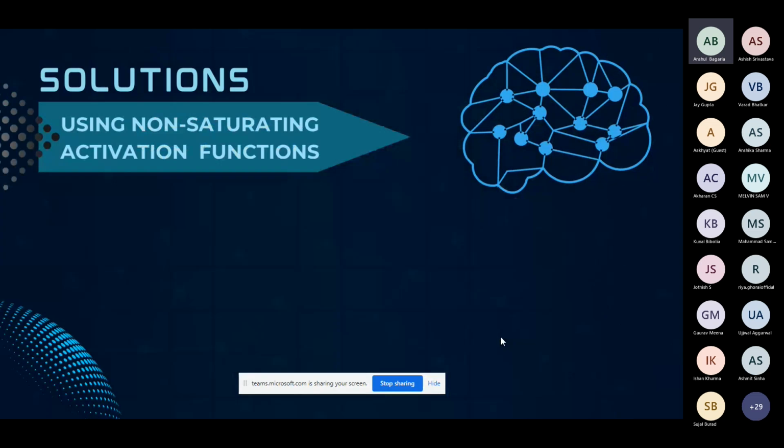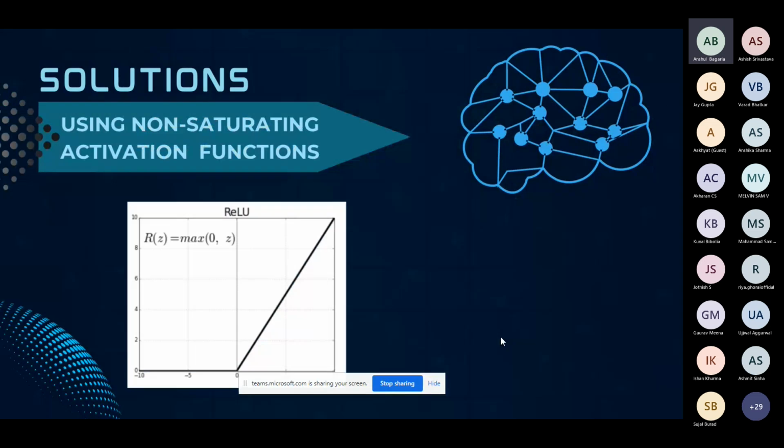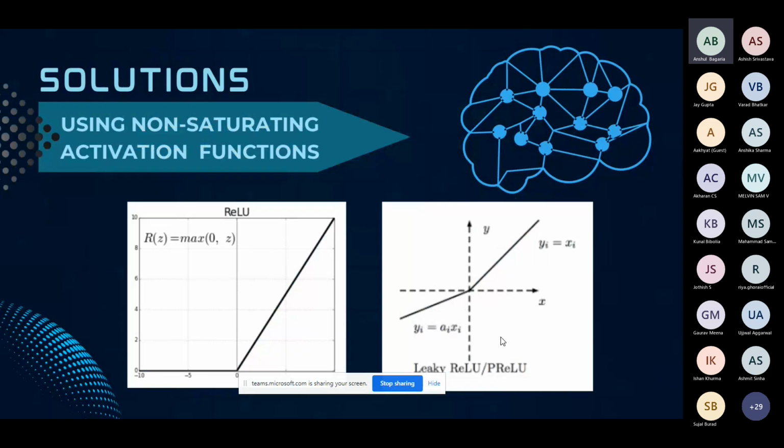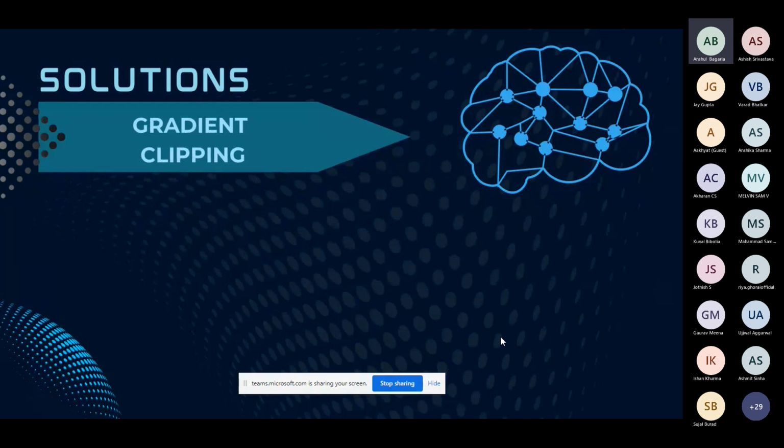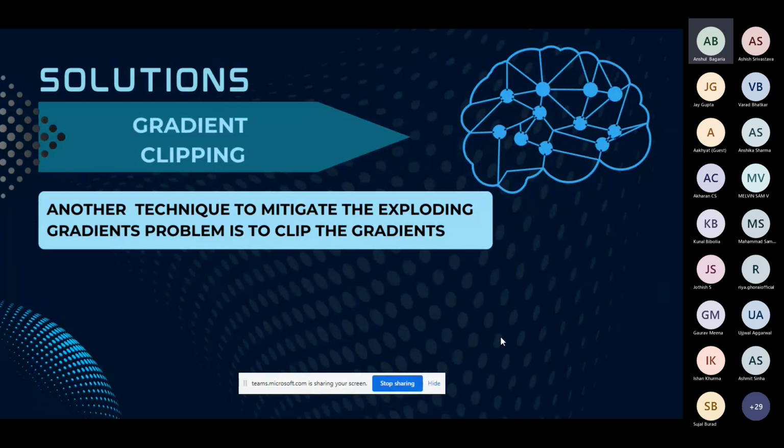So we use saturated functions like sigmoid, right? Instead of that, we can think of using non-saturated activation functions like ReLU or leaky ReLU, because these won't saturate to, let's say, 0 or 1 as in the case of sigmoid. So these won't decrease exponentially like sigmoid did. Then another method is gradient clipping. This effectively solves the problem of exploding gradients.